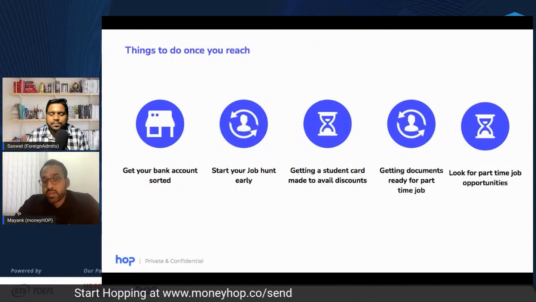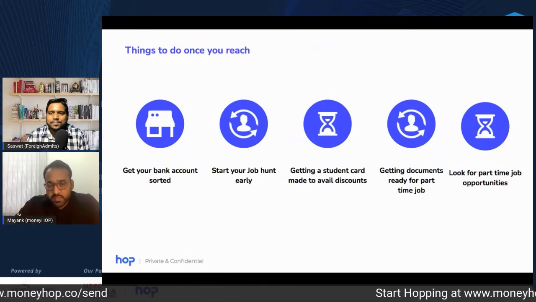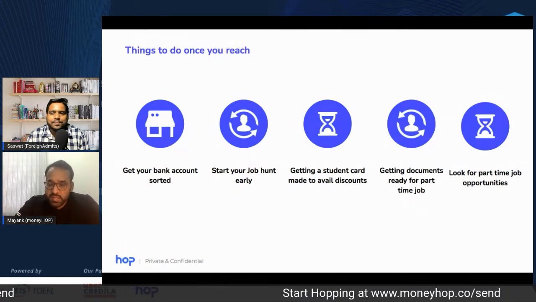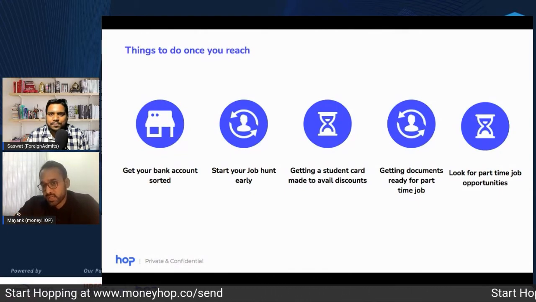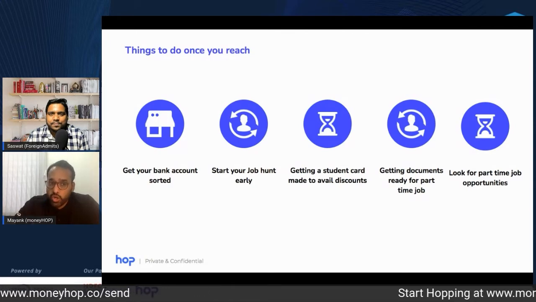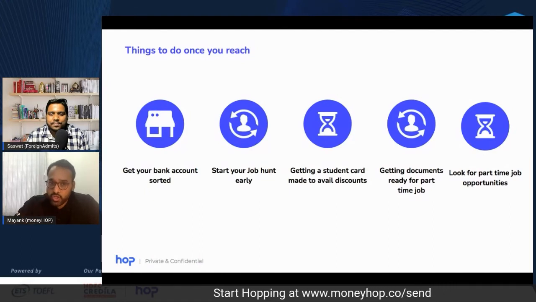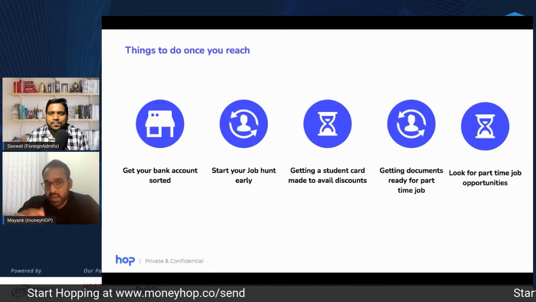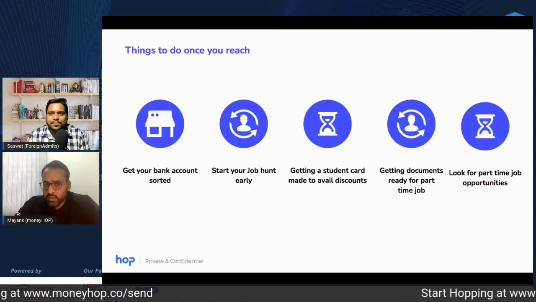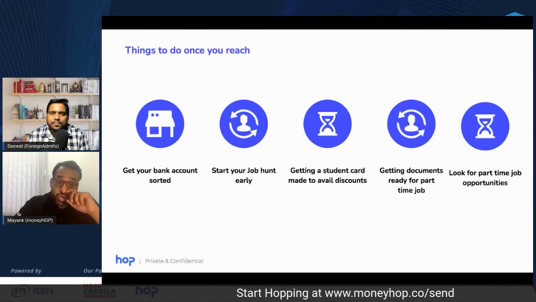Now, things that you need to do as soon as you reach, and this is just from my personal experience and might vary from person to person, but it is very important to get your bank account sorted quite quickly, because you might not have a permanent address there, and a lot of banking institutions want you to have a permanent address before they issue your bank account and a card. Some campuses have on-campus bank branches that can help, but get it sorted within the first week of you arriving there.